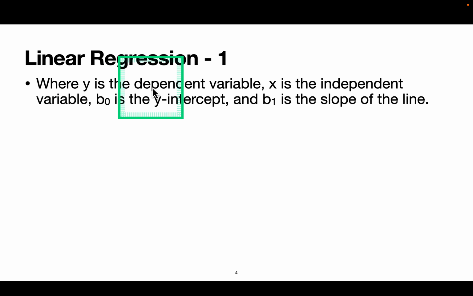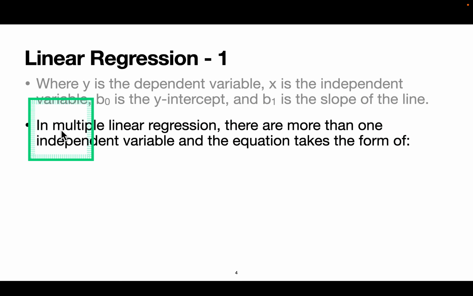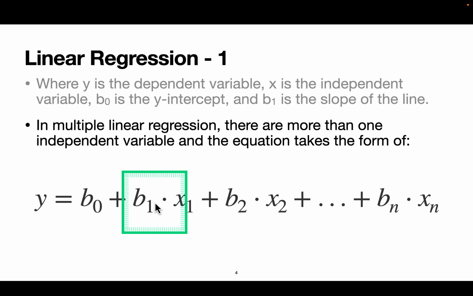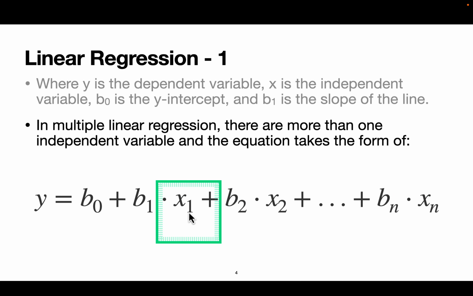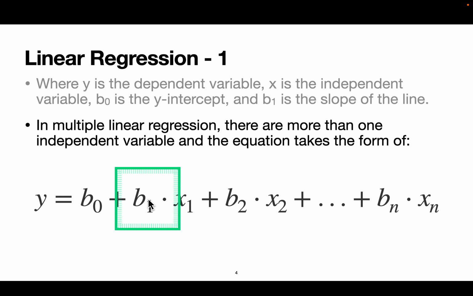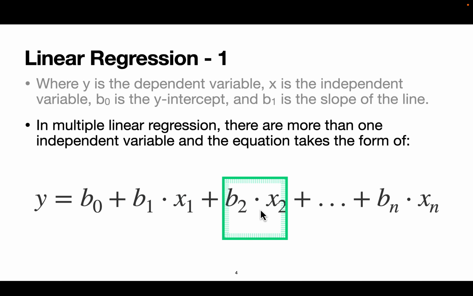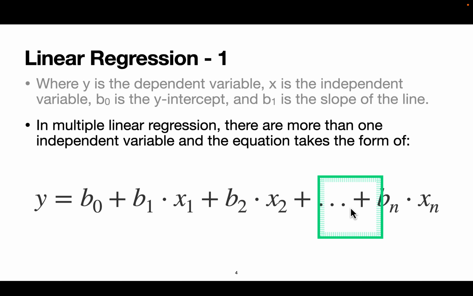Here y is the dependent variable, x is the independent variable, b0 is the y intercept, and b1 is called the slope of the line. In multiple linear regression, there is more than one independent variable, and the equation takes the form of: in the real world, there will always be a huge number of features. As I mentioned, x1 could be the total area of the house multiplied by some coefficient, and x2 could be something else, for example number of rooms, then longitude, latitude.